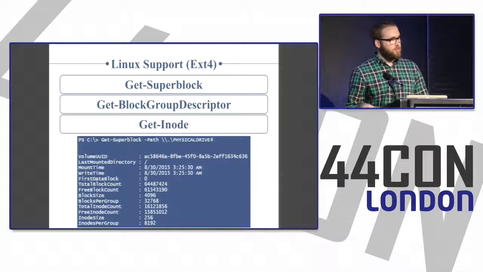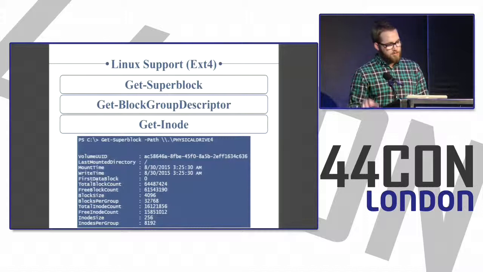In this case, I use a tool like F-Response, which allows me to access a remote hard drive on a system. I run it on a Linux system and access that hard drive on my Windows VM, and I'm able to parse out, for example, a picture of the superblock, which is kind of like the volume boot record for ext4, or the extended file system. I also have the ability to look at block group descriptors and inodes.